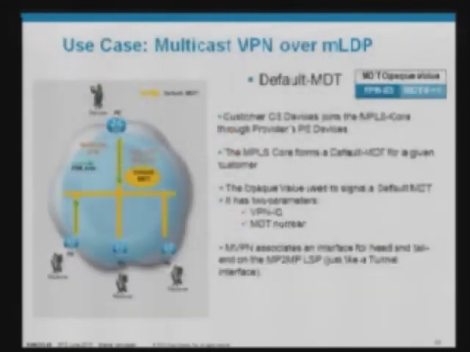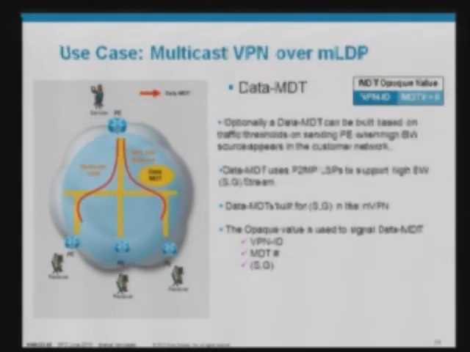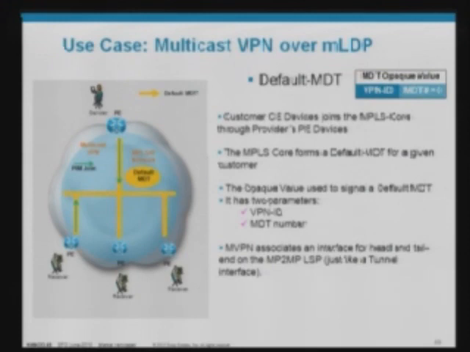So the two models are the default MDT versus the data MDT. The default MDT is where, when you have an initial stream that is set up, it's more like a broadcast, where everybody to everybody, like a bus architecture, I guess. And the opaque value that we talked about, as part of the FEC element, you have the opaque value. That opaque value will have, whether it's a PIM-SSM transit example we talked about, which is S, G, or if it is an MVPN, you have a VPN ID and MDT number, okay? That identifies the default MDT or the data MDT. If I have MDT number 0, for example, that's a default MDT, and any non-zero number is a data MDT, okay?